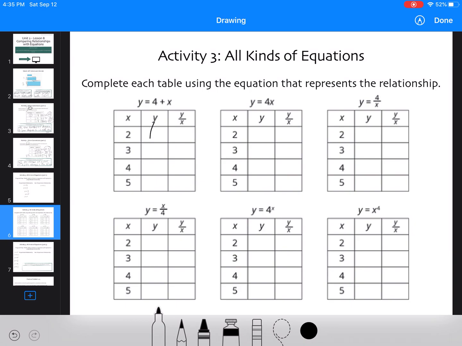So 4 plus 2 is 6. 4 plus 3 is 7. 4 plus 4 is 8. 4 plus 5 is 9. So then I have to see if they're going to be equal.